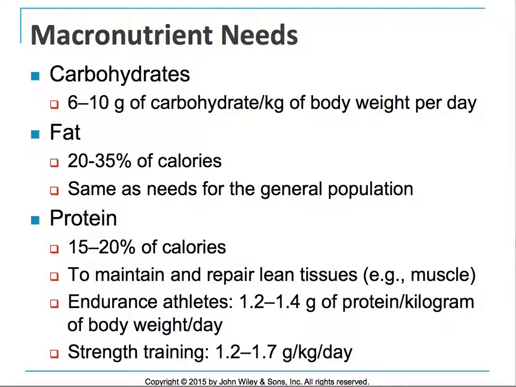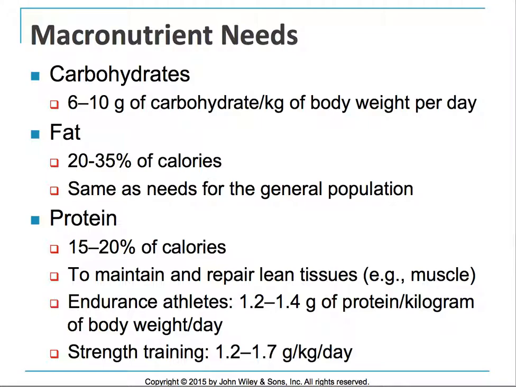Macronutrient needs. For an active individual, carbohydrate needs equal 6 to 10 grams of carbohydrate per kilogram of body weight per day. Fat, 20 to 35% of calories should come from fat. It's the same as the recommendation for the general population. And protein needs are 15 to 20% of total calories. This is important to both maintain and repair lean tissues.